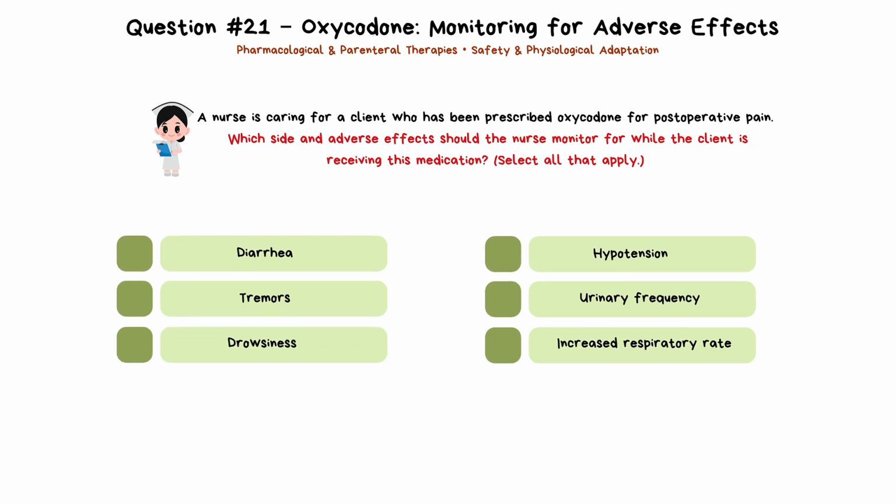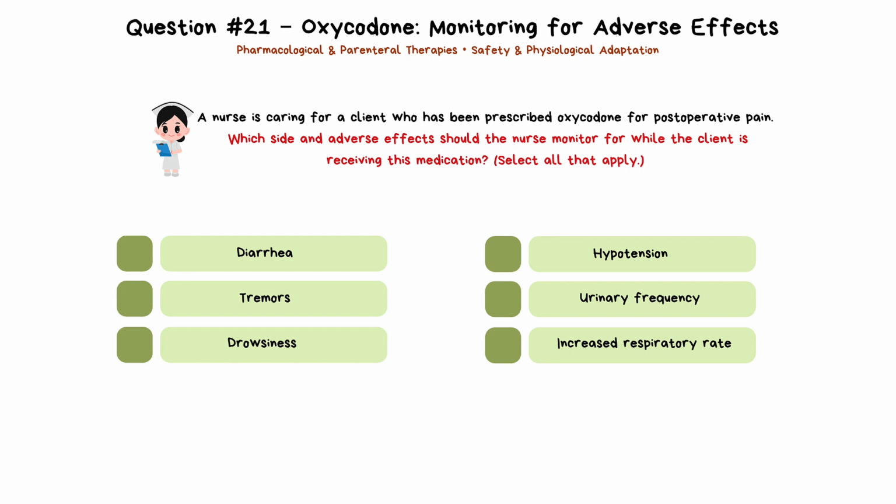Option 1, diarrhea. Option 2, tremors. Option 3, drowsiness. Option 4, hypotension. Option 5, urinary frequency. Option 6, increased respiratory rate. Think through the pharmacology of opioids. They depress the central nervous system, so what vital signs or behaviors might drop instead of rise? Take a moment to decide your answers.